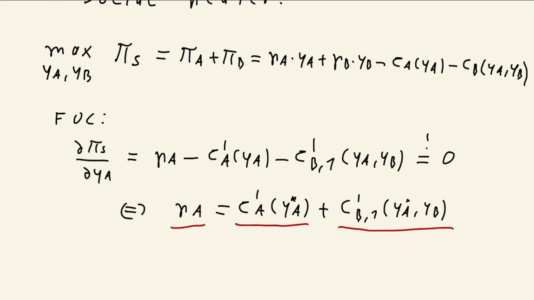And hence the amount or the quantity of steel will be lower compared to exercise 2 where we had a competitive equilibrium.